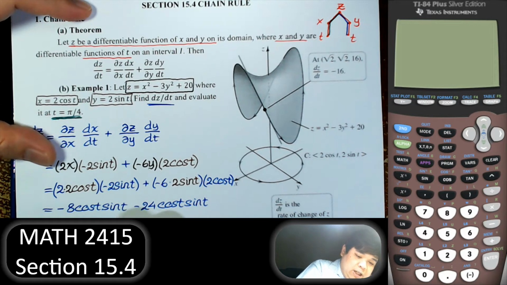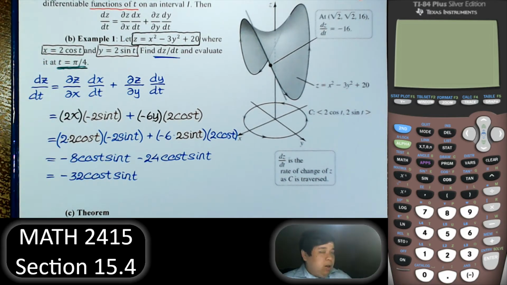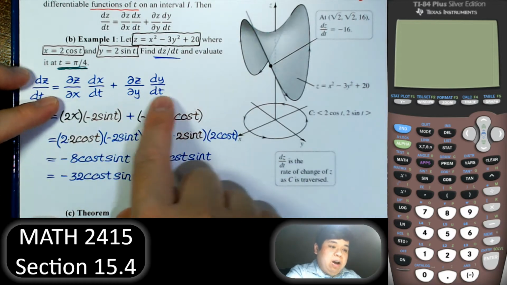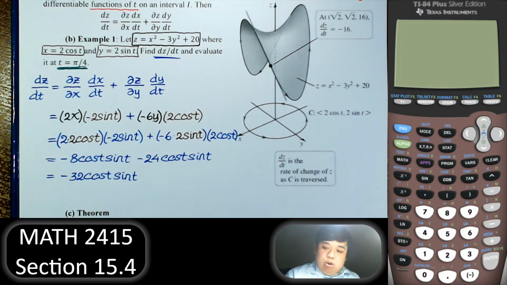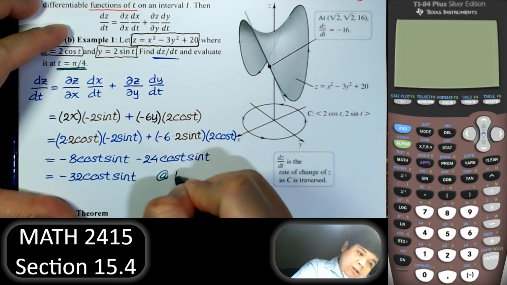Cosine of t, sine t. Right, so we take the derivative, just draw the diagram, take the derivative, and we just multiply it. Now, at t equal to pi over 4.